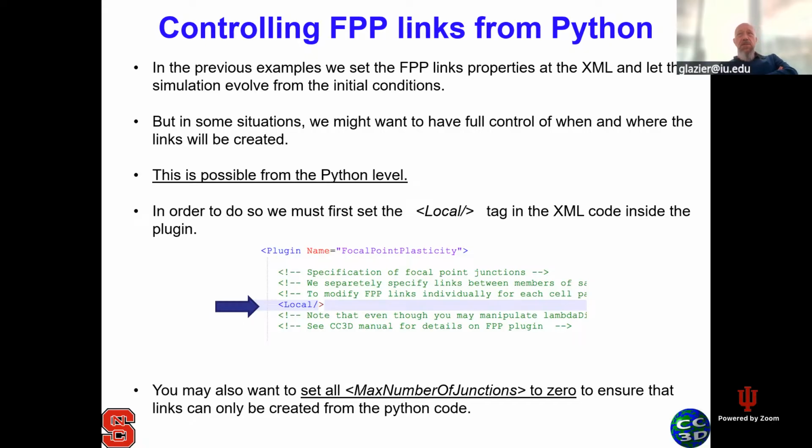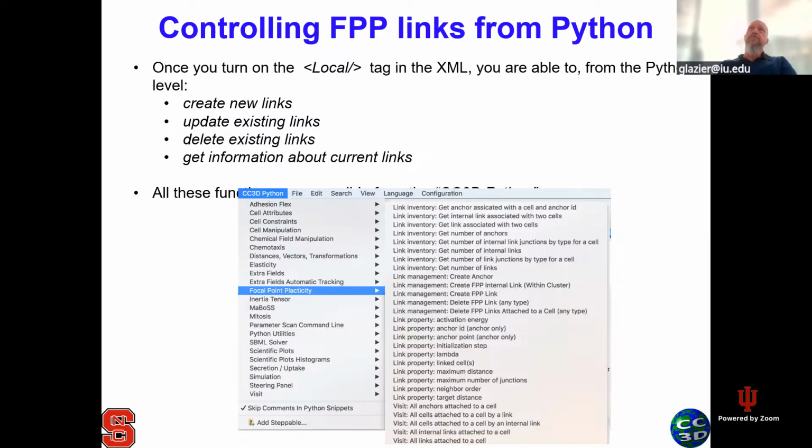And his comment then is if you set the maximum number of junctions to 0, then there won't be any automated creation of links. You can still create them by hand, but they won't be created automatically. And then you can create links and update them and delete them and get information about them. And if you go to the Python code snippets under focal point plasticity, there are a whole bunch of options. Too many options maybe for links.